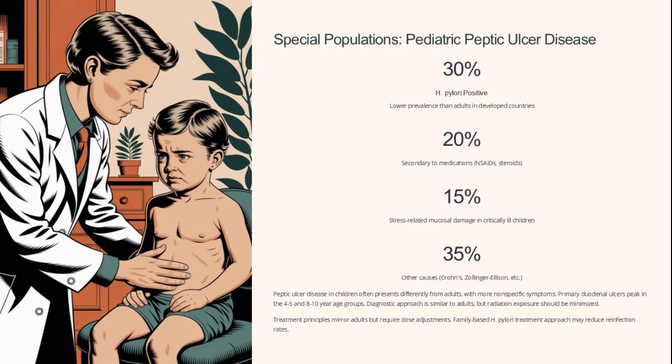Pediatric peptic ulcer disease presents unique challenges, with a lower prevalence of H. pylori compared to adults. Secondary causes include medication use and stress-related mucosal damage. Understanding these differences is crucial for effective treatment and management in children, ensuring they receive the appropriate care tailored to their specific needs.